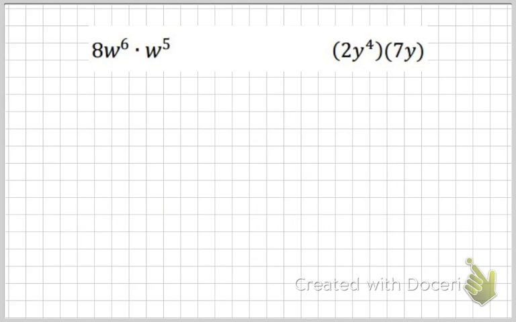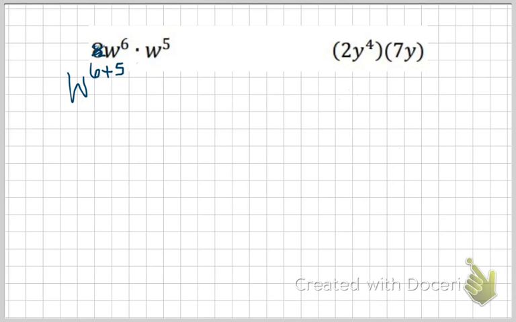Let's try other examples. In this example, we notice something slightly different. We notice that there is an 8 involved, a coefficient of 8. So let's just take a moment, pretend the 8 is not there. We look at what we have. So again, think of the property. It says, if the bases are the same, here's the base, they're both w's, so yeah, they're the same. So we have w to the 6 times w to the 5th, same base, so what we can do is apply the property that said add the exponents.